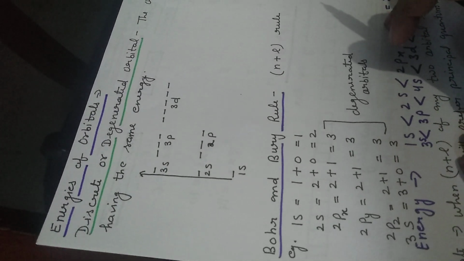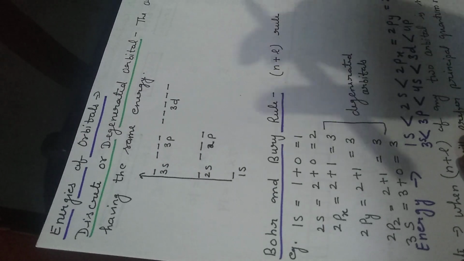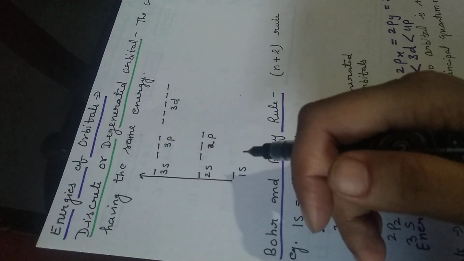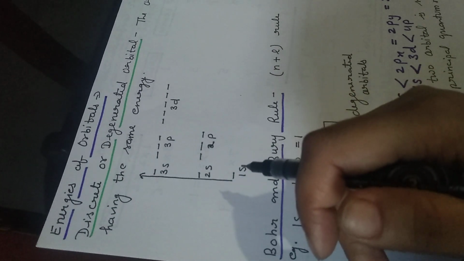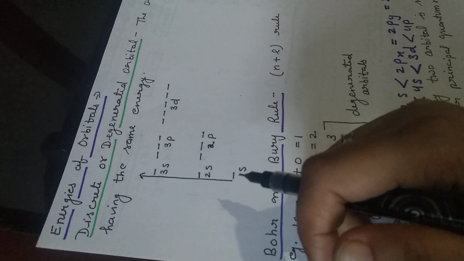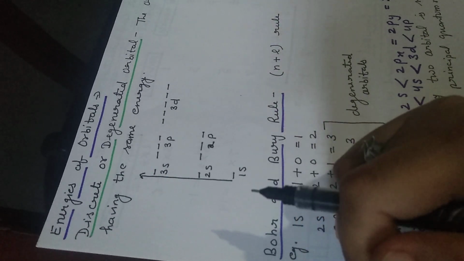So after the topic shapes of orbitals, we are on the next topic, that is energies of the orbitals. Before we go into the topic, we will first understand the term: what are discrete or degenerated orbitals? The orbitals which have the same energy are called discrete or degenerated orbitals.